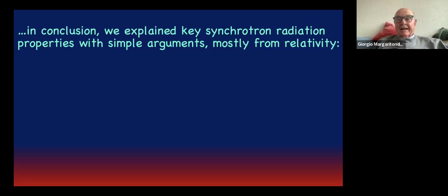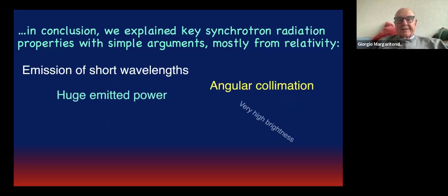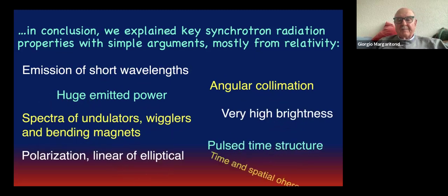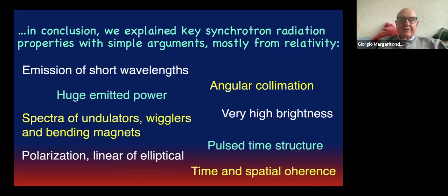Now, I conclude in this way this part of my presentation by making a short summary. These are the properties that we explained using this very single approach. You can expand that, you can go into other properties, but basically the message is that you can make synchrotron radiation very simple.